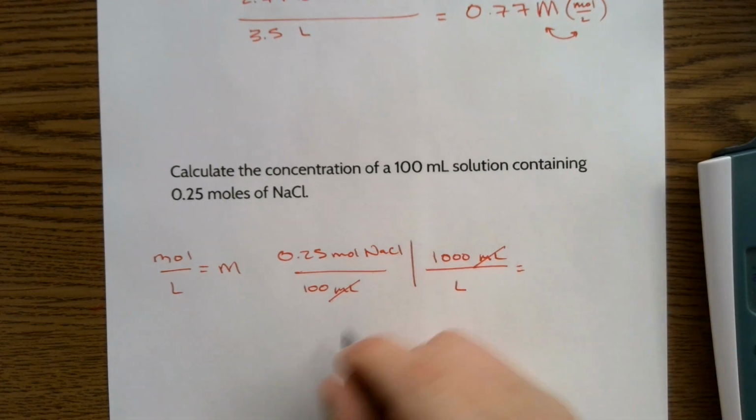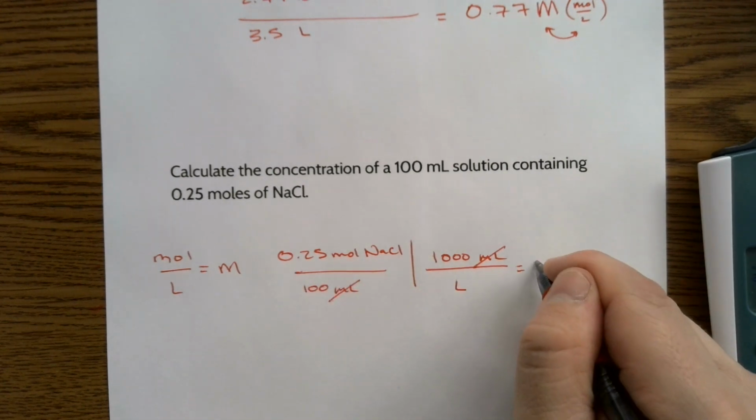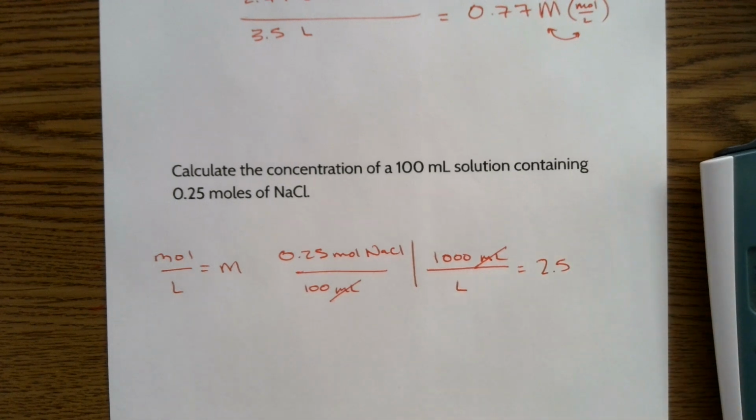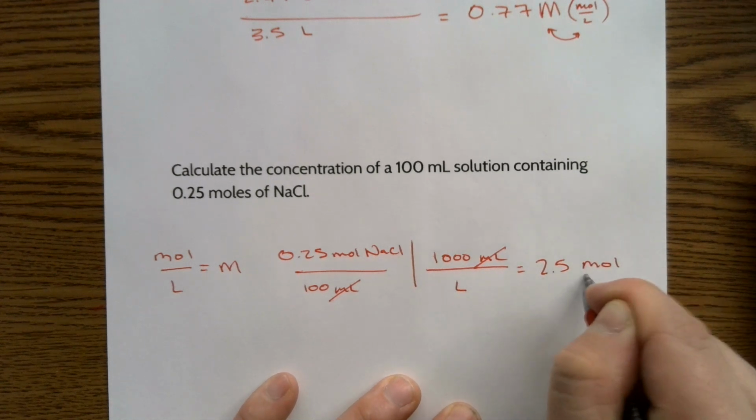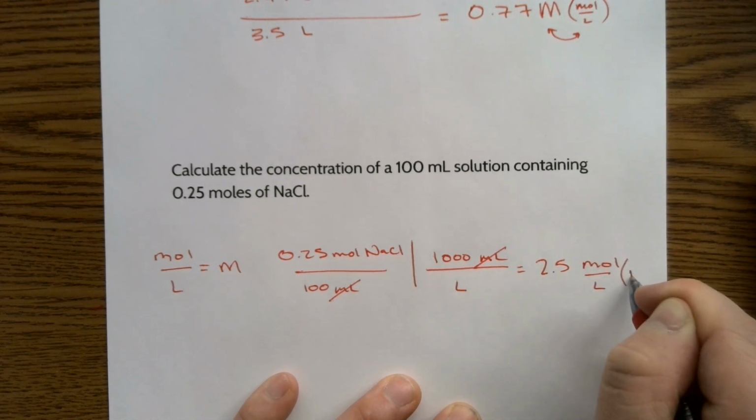If you wanted to, you could have just simply rearranged your units, but I'm just teaching you how to type it out because problems aren't always this simple. So it's 2.5 moles per liter, or you can do big M.